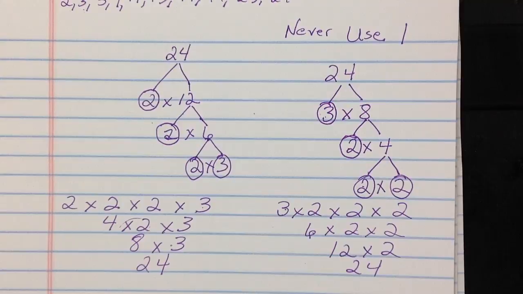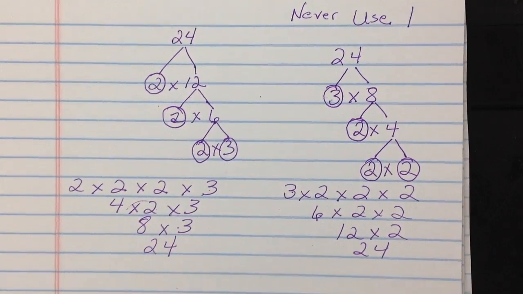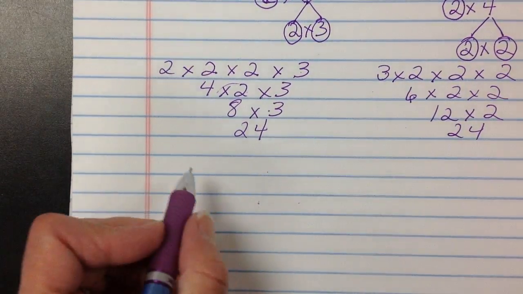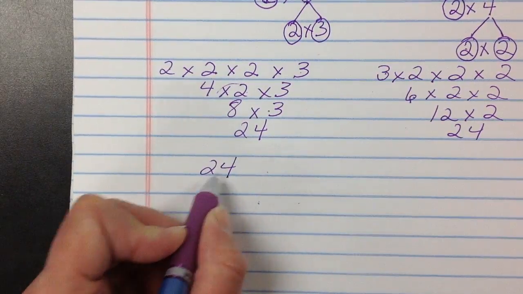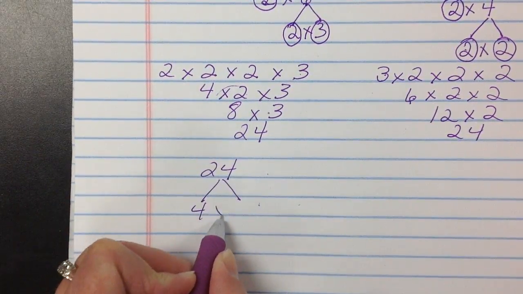Now guess what? That's not the only factor pair for 24. There's another way, and we're going to see if we get the same answer. I know 4 times 6 is 24.